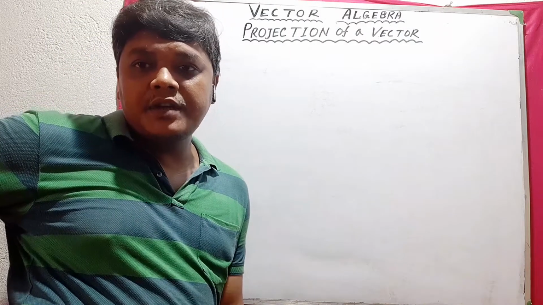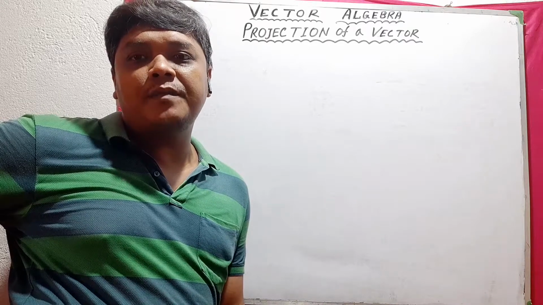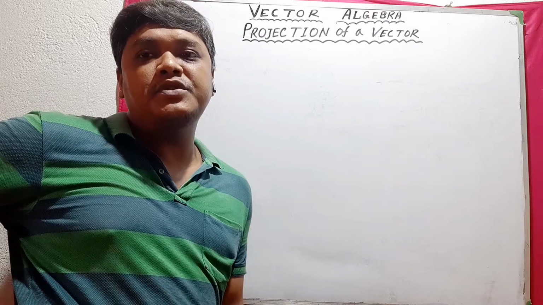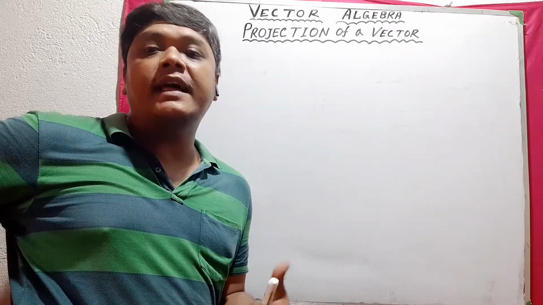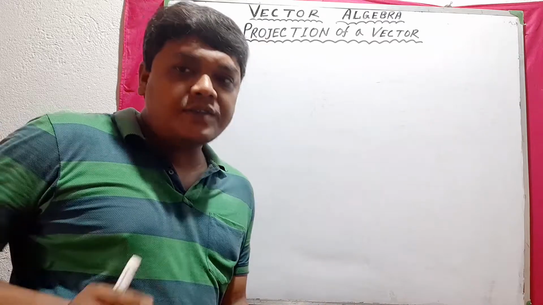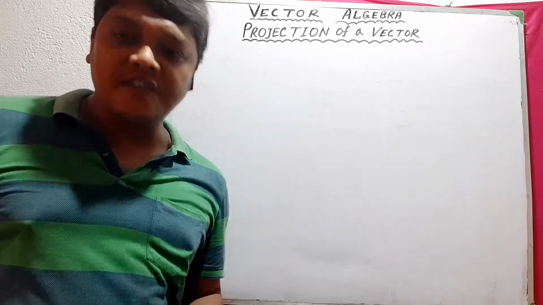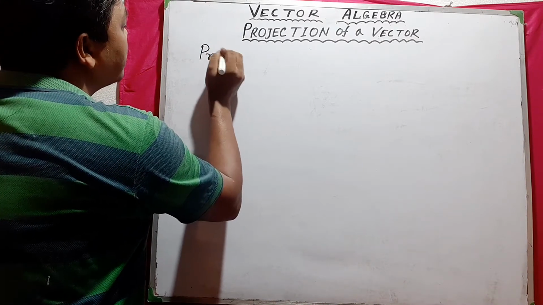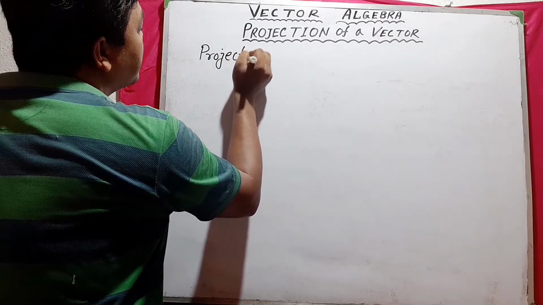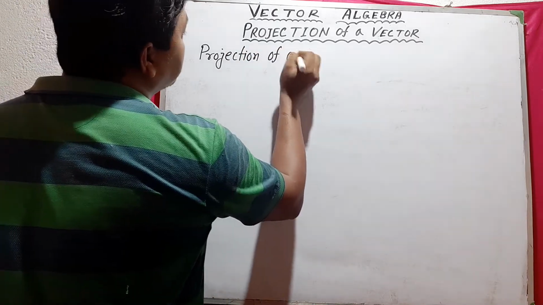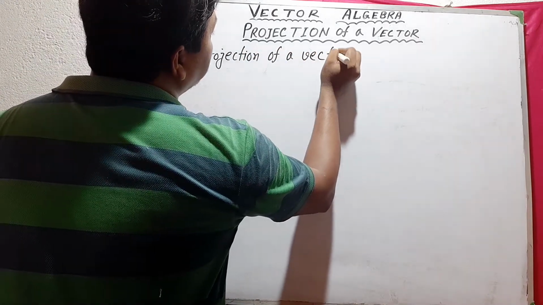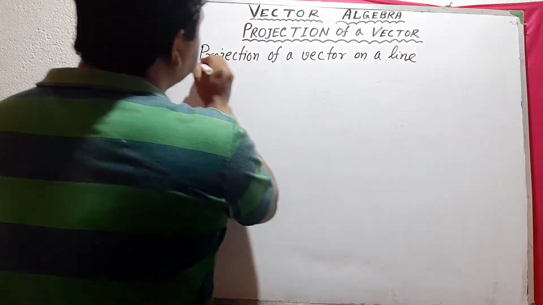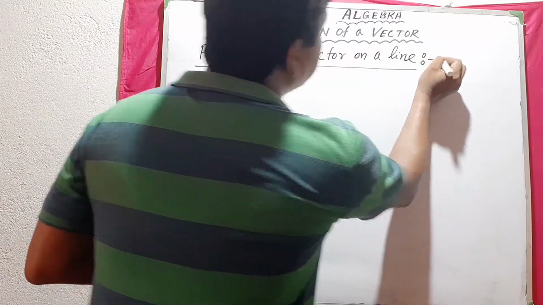In this part, we shall discuss the projection of a vector on a line or on a vector, and another part is the projection of a vector along another vector. So first we will discuss the projection of a vector on a line.